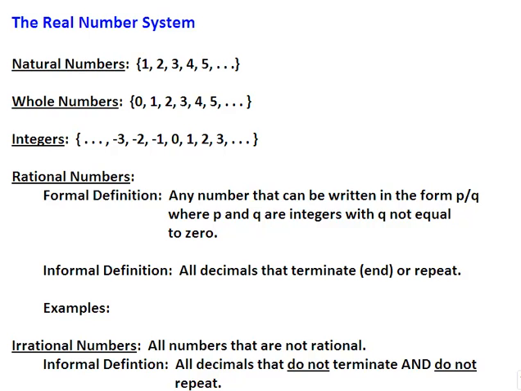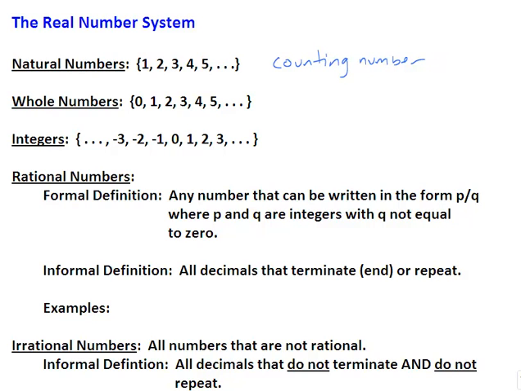Today we're going to talk about all the different real numbers and what categories they lie in. And we're going to start with the natural numbers. The natural numbers are just your counting numbers. And these are 1, 2, 3, 4, 5, etc. going on up.